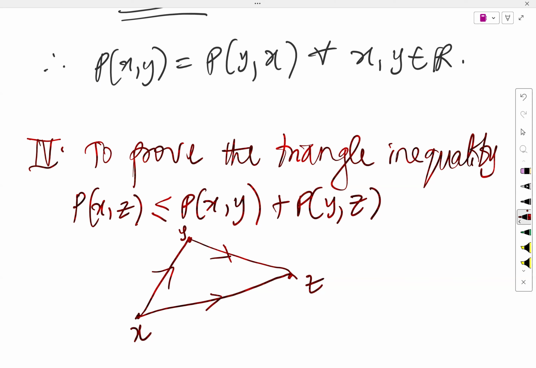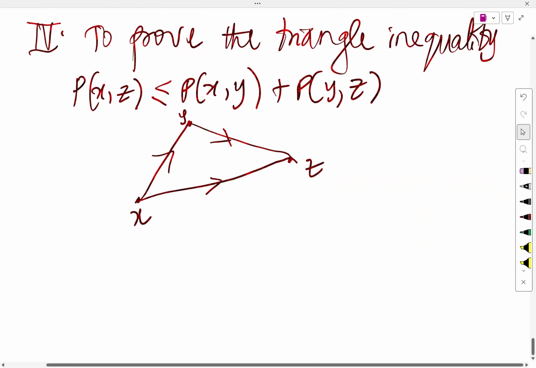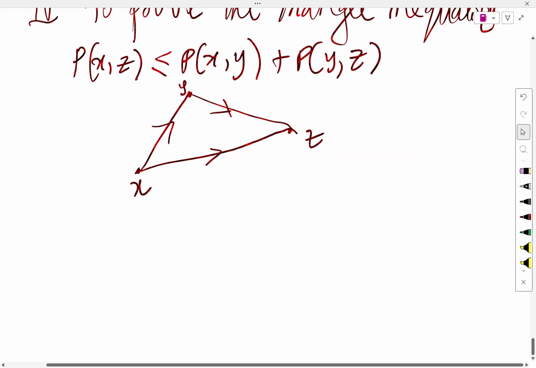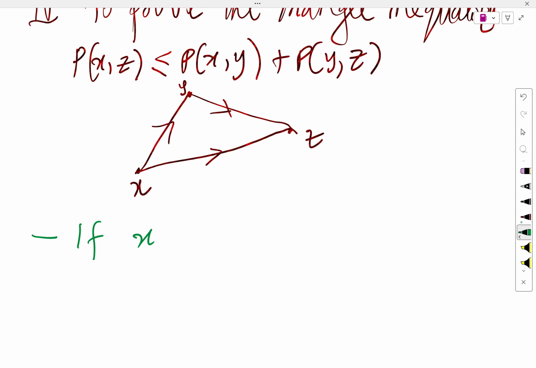Now, proving this is not as straightforward as you would expect, because we have to look at different scenarios. One of the scenarios we have to look at is this. The first scenario, the first condition, is if x is equal to y is equal to z.